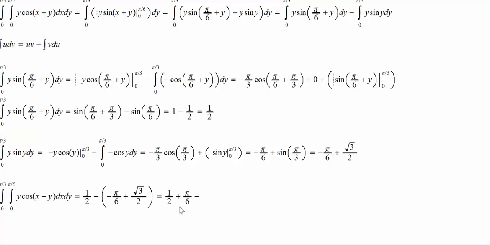So that's the value of the desired integral. Let me know if you all have any questions.